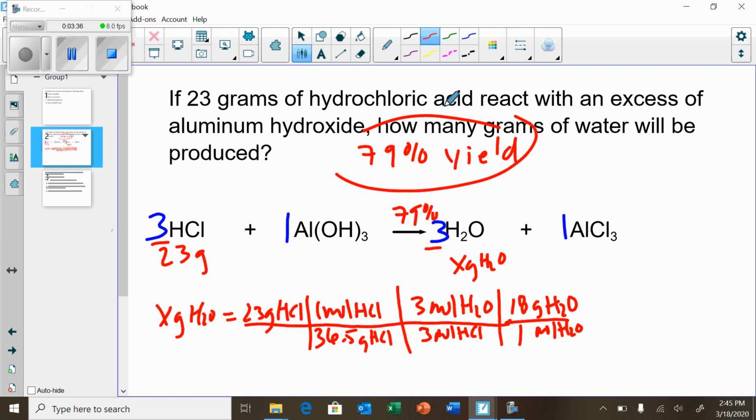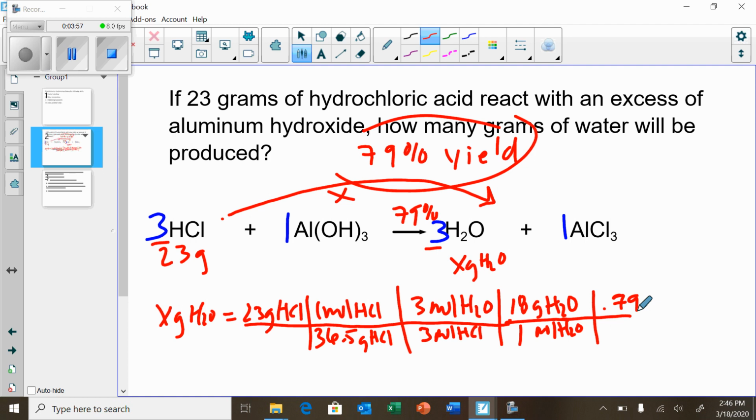Now, if I have a percentage yield, and I'm moving left to right, which is what I'm almost always doing, I'm going to multiply by my percentage yield in its decimal form. So in this case right here, what I'm going to do is multiply by 0.79 as my last step.